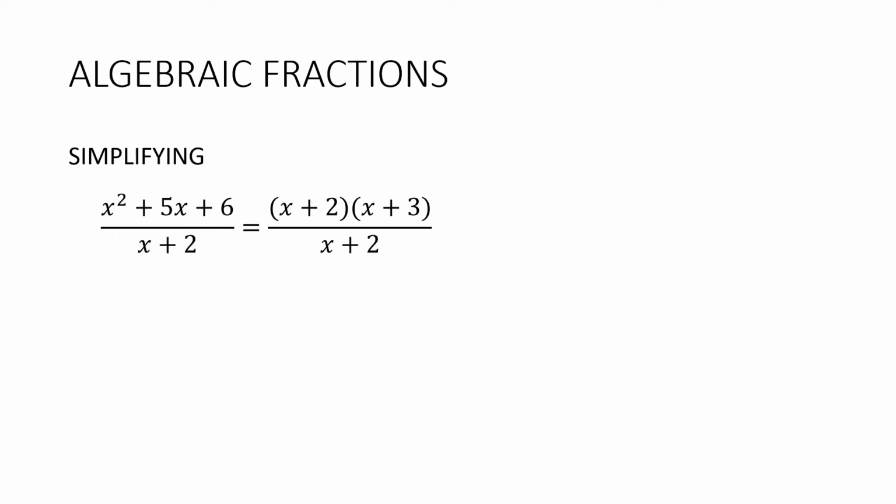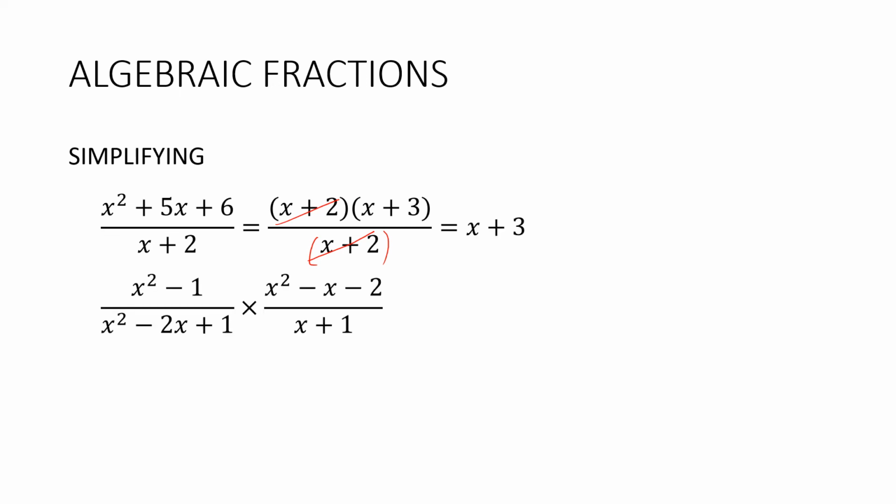I mean, first of all, this is in brackets. They're invisible, but they're there. This can cancel with this. And our answer is x plus 3. Now this one I'm going to go through quite quickly. If you need to just pause and make sure that you understand, that's fine. But the factorization of this one here is x plus 1, x minus 1.